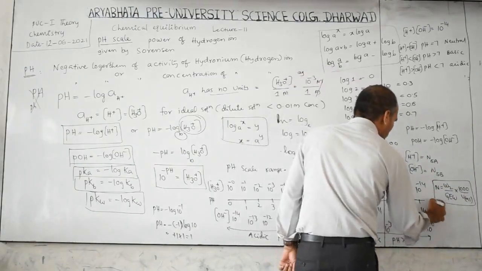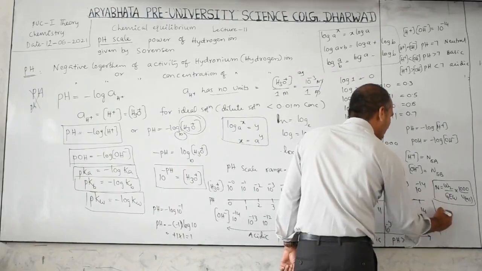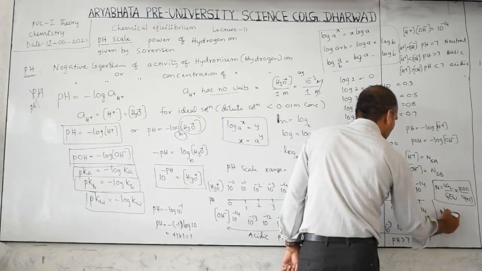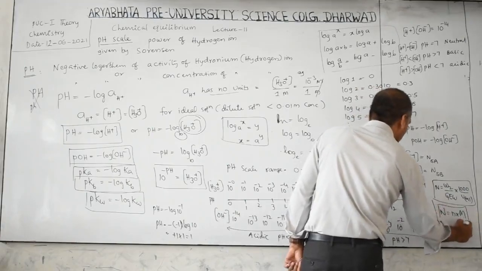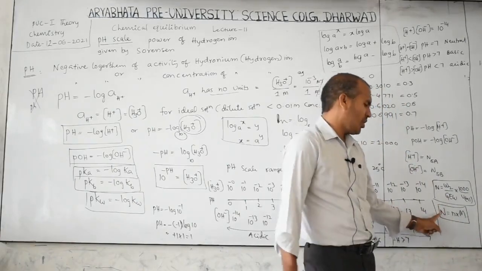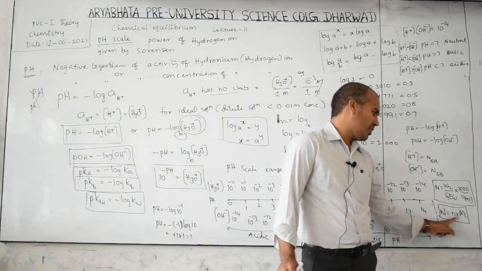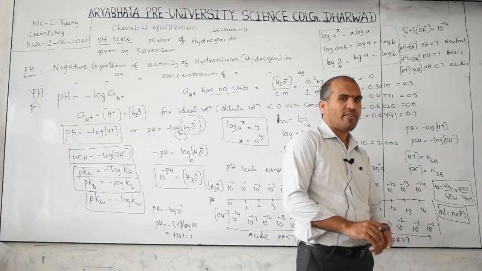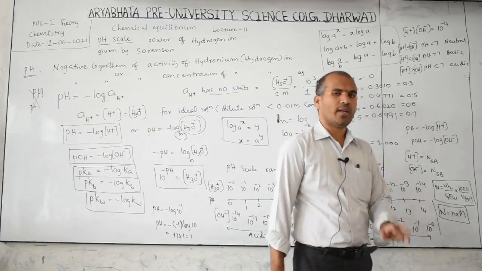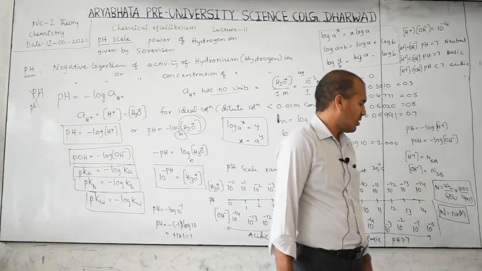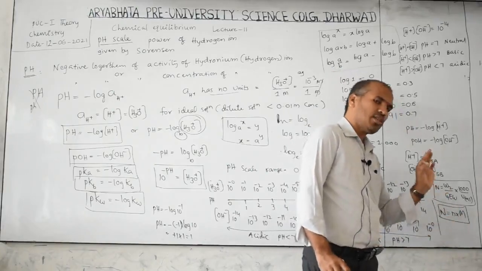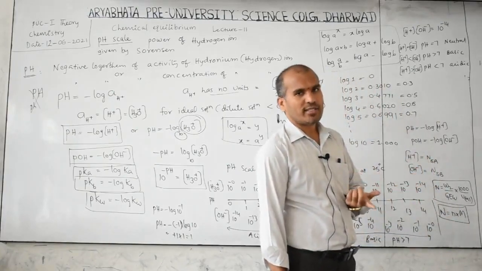But sometimes in the problem they may give molarity, then you should know this relation: normality is equal to n factor into molarity. This n factor you are learning in the redox reaction chapter. So there you will know what the n factor is. So this relation you have to remember when molarity is given.